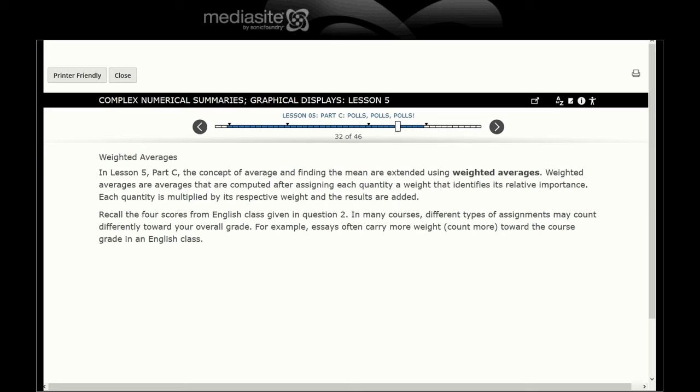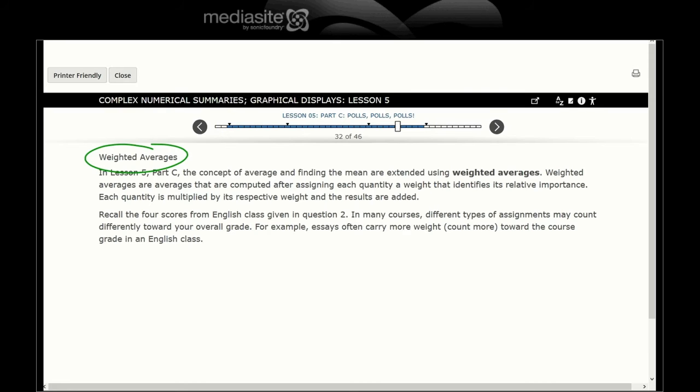Okay, weighted averages. In lesson 5, parts, we saw the concept of average and finding the mean. We're going to extend that to use what's called a weighted average. Weighted averages are averages that are computed after assigning each quantity a weight that identifies its relative importance. Each quantity is multiplied by its respective weight and the results are added.